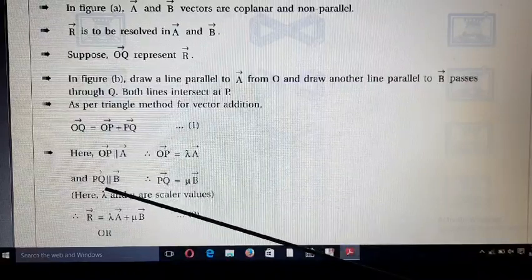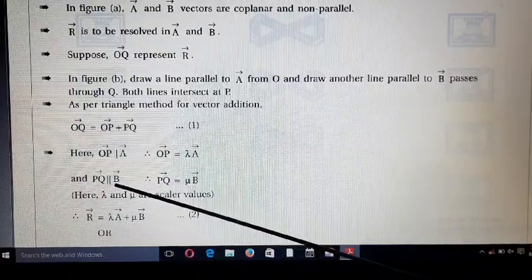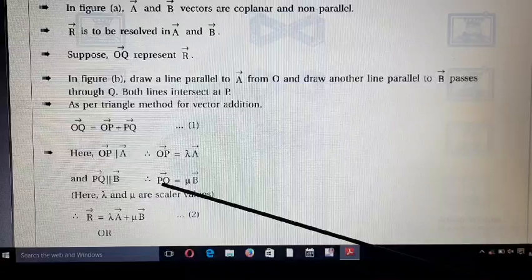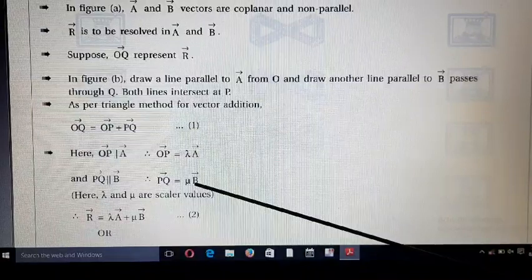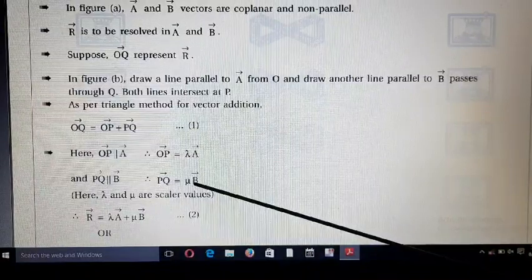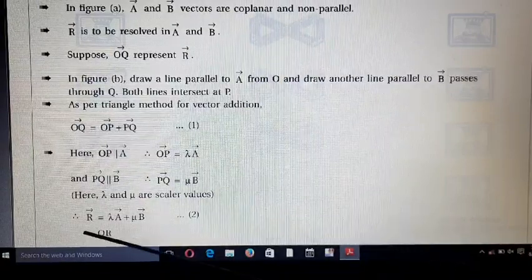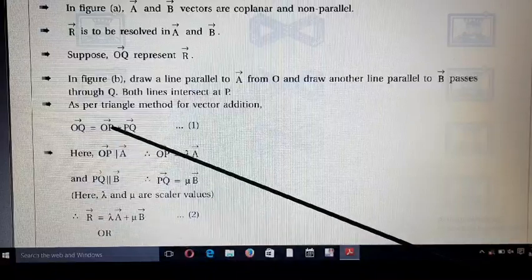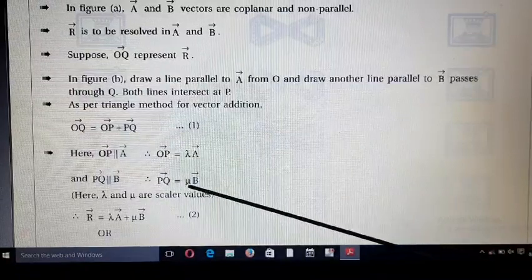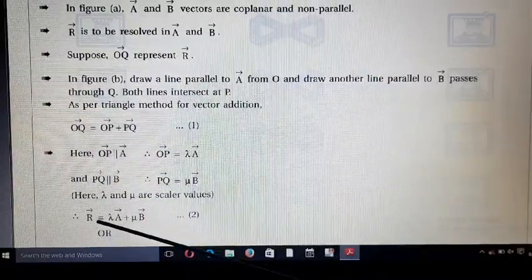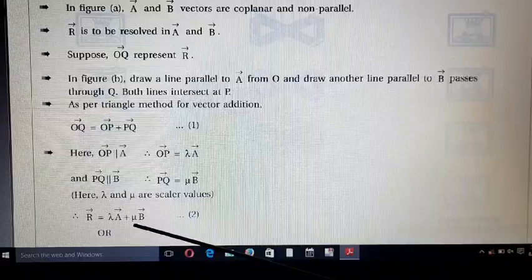And vector PQ is parallel to vector B. So PQ is equal to mu vector B. Here lambda and mu are scalar values. Okay, so instead of OQ we can write R, instead of OP we can write lambda vector A, and for PQ we can write mu vector B. So we get vector R is equal to lambda vector A plus mu vector B.